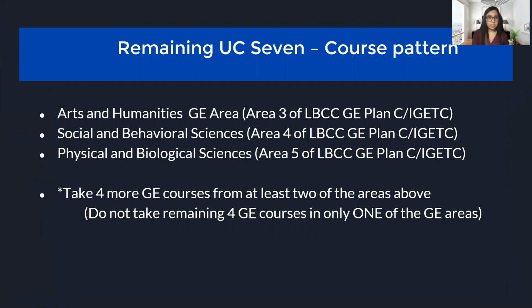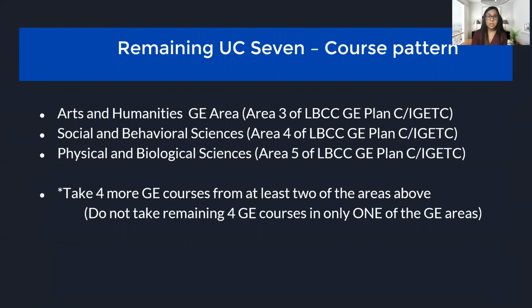One thing to notice is, again, the 4 GE courses that you need to take, they cannot just be from one area. For example, we have Arts and Humanities, GE area. We have Social and Behavior Sciences, and we also have Physical and Biological Sciences. Some of you guys might be thinking, well, all I want to take is 4 courses in Physical and Biological Sciences. What you cannot do is do that. You cannot take all 4 courses from one area. You want to make sure that they're at least split up to 2 areas. So you can take 4 classes within these 3, and you can choose which areas you want to take the classes from.